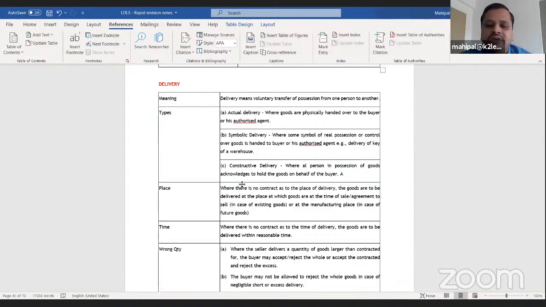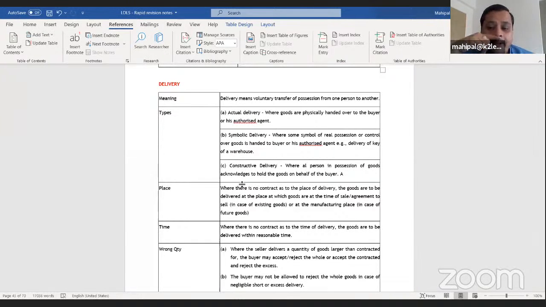Number 1, actual delivery, where the goods are actually handed over to the buyer. Number 2, symbolic delivery, when the goods are bulky in nature and cannot be physically transferred. They are transferred by a symbol, for example delivery of a key. Number 3, constructive delivery, where one person who has possession of the goods but not the ownership acknowledges to the buyer that he holds the goods on his behalf, is called constructive delivery.